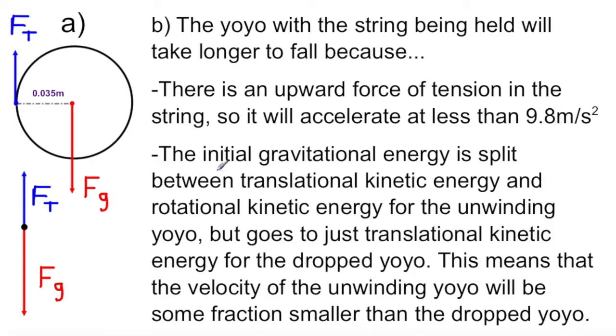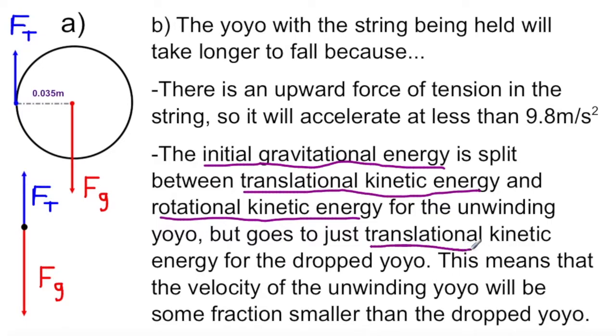My other reasoning is that in either case, you have some amount of initial gravitational energy to start with, and that's going to be the same for either yo-yo. It's the same mass, the same height, and the same acceleration due to gravity. For the case where the yo-yo unwinds, that's going to split between translational kinetic energy and rotational kinetic energy. For the case where the yo-yo is just dropped and not unwinding, all of that initial gravitational energy is going to turn into translational kinetic energy at the bottom.